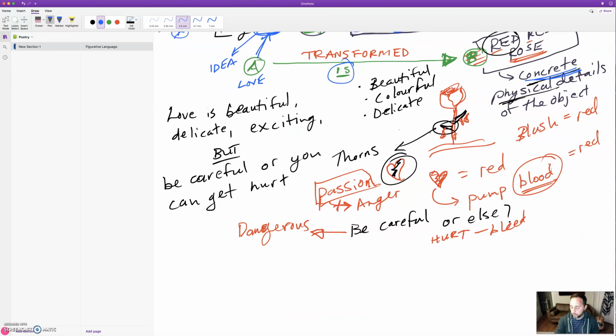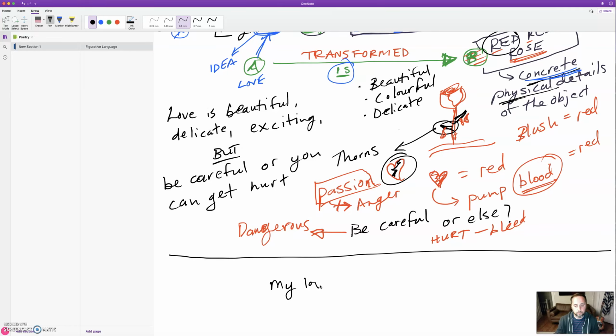So anyway, let's do another quick metaphor, and we'll change it up a bit. So I'm going to keep on this love theme, okay? So let's make a line here. So let's say my love again. We still need is. I'm going to say, my love is a Korean walnut cake. Okay? My love is a Korean walnut cake.